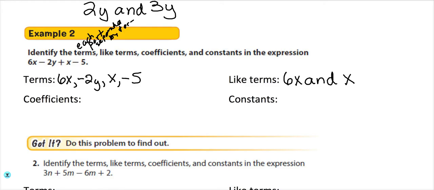All right, I cannot put 2y or negative 2y technically with anything else, and I can't put the minus 5 or the negative 5 with anything else. They are all by themselves. They don't have anybody else in their family.